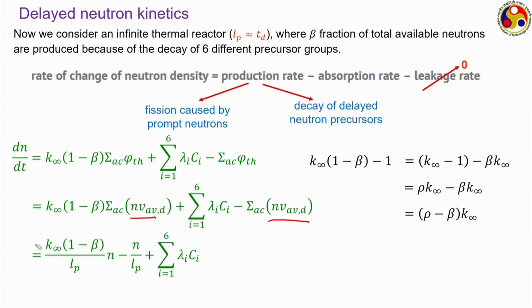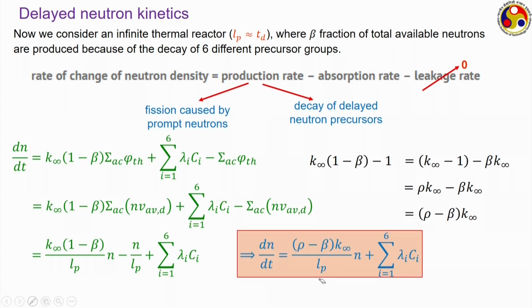So, if we substitute that into our equation, then this is the final equation for the neutron density that we are getting. Here on the left hand side, dN/dt represents the rate of change of neutrons. In the right hand side, the first term combines the production from the fission of neutrons and also the absorption, and the second term corresponds to the decay of the delayed neutron precursors.